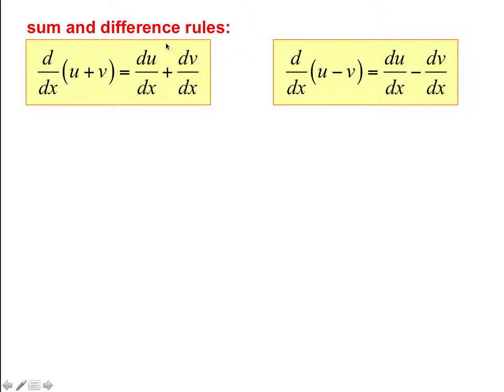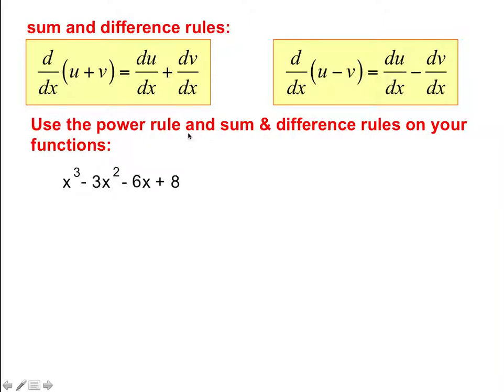And I know you only have one box to write this in, so maybe you want to write it as d dx of u plus or minus v equals du dx plus or minus dv dx. So it's basically just saying take the derivative one term at a time. So let's take a look at this. For instance, here's an expression. It's a polynomial, it's a cubic, it's got 1, 2, 3, 4 terms, and we want its derivative.